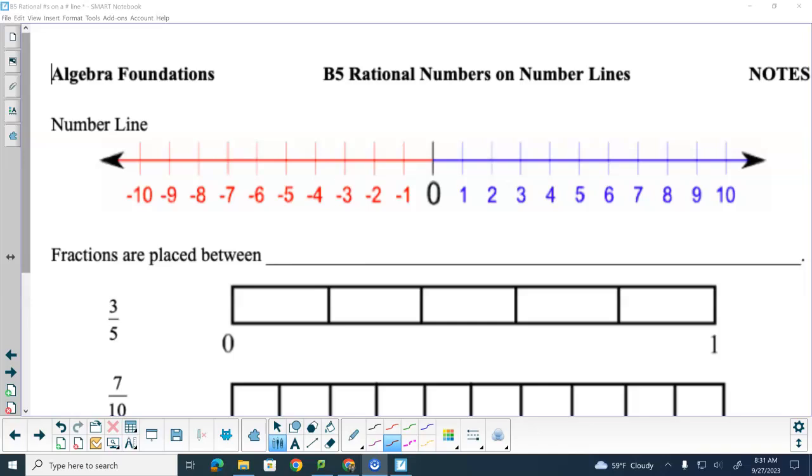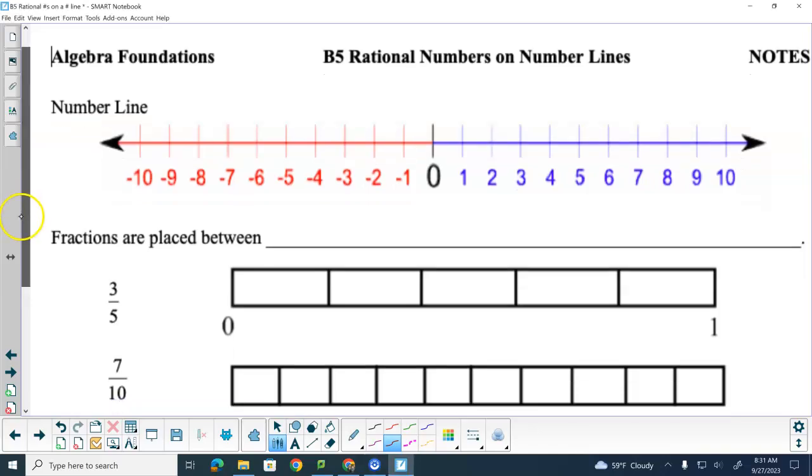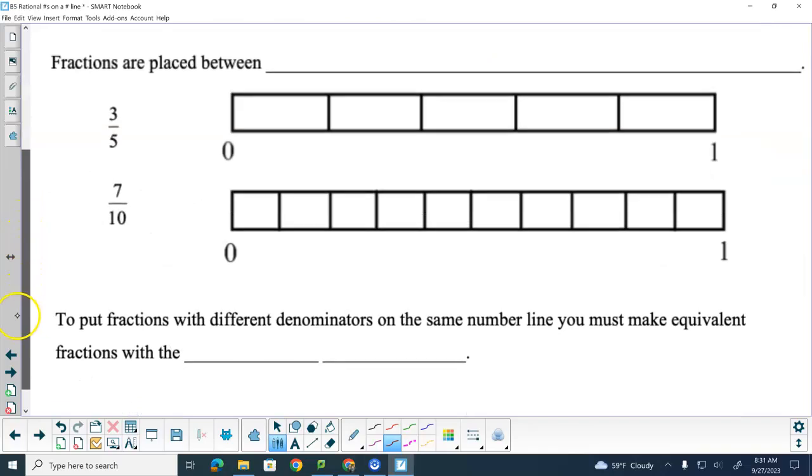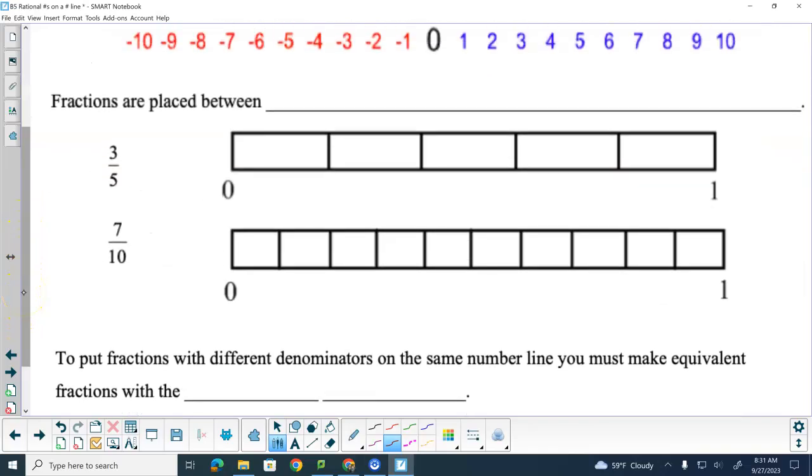What we're doing today is we're going to put fractions between two numbers, between the number that's bigger than the fraction and the number that's smaller. Okay? So the fraction is going to be placed between the bigger. Actually, you know what? I don't even want to write that down. We're just gonna do it.